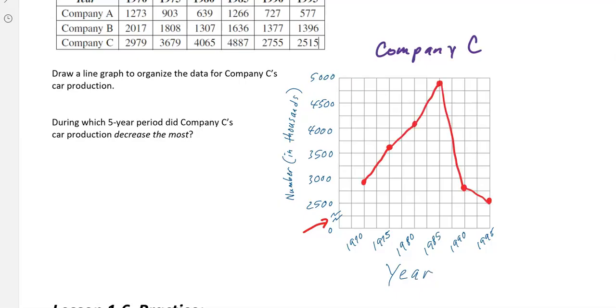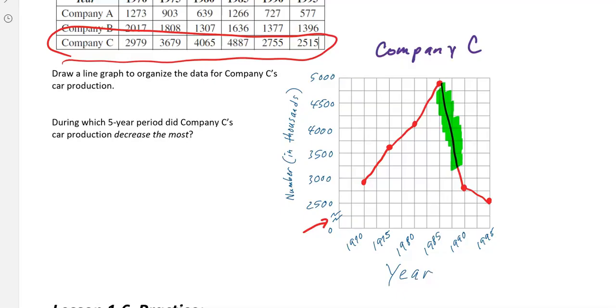Okay, well, that was really fast, right? And go ahead and copy those down. Now you can see that I just followed the table and put those points in, and now I can answer the question. During which 5-year period did Company C's car production decrease the most? So when did it go down the most? And it's pretty easy to see. It went down a lot right here. Holy cow. And the graph helps us see that.